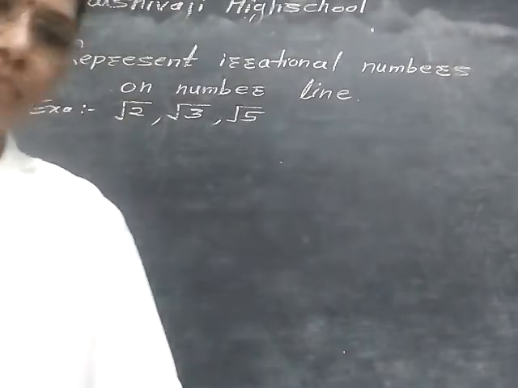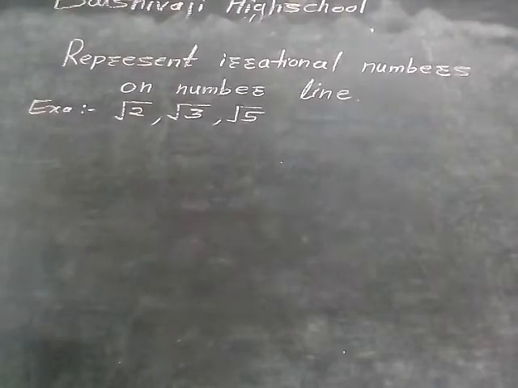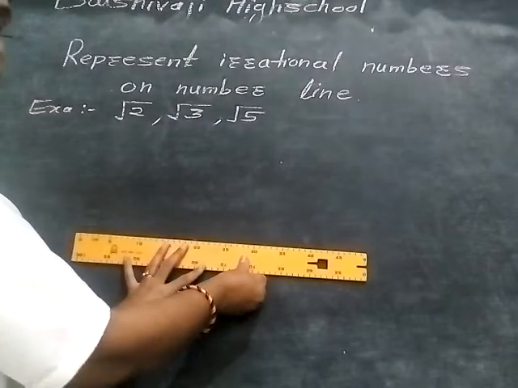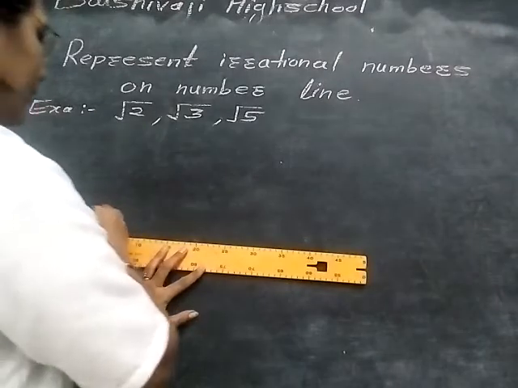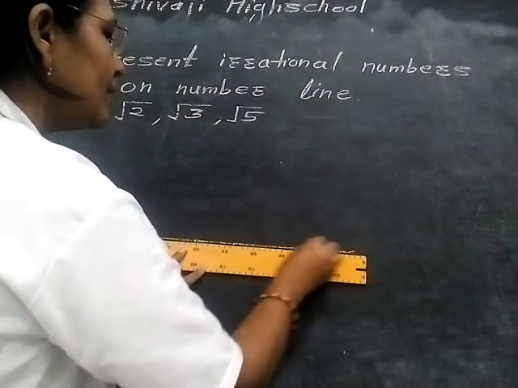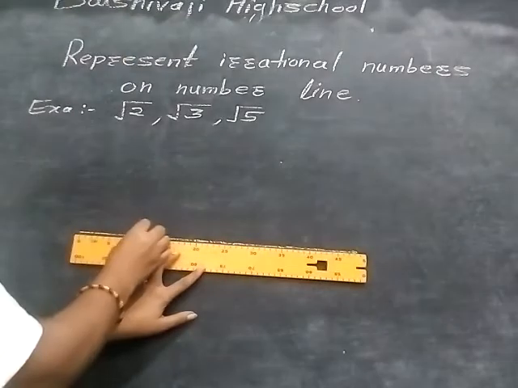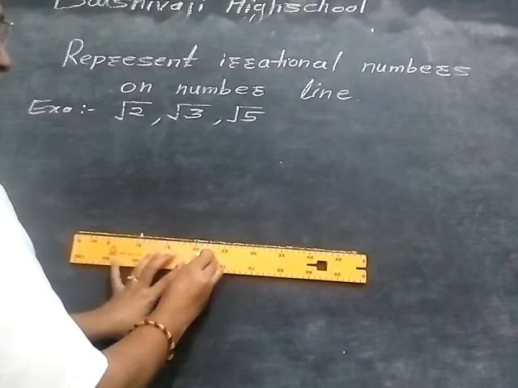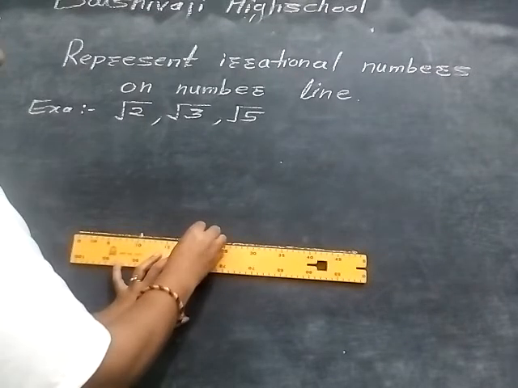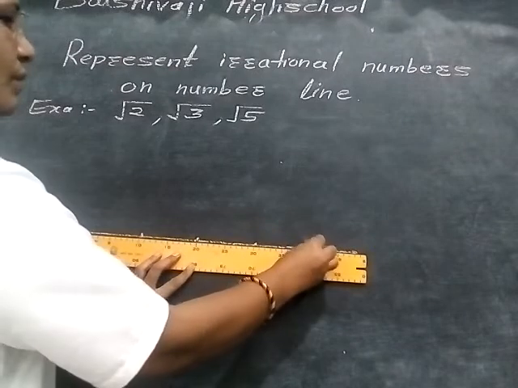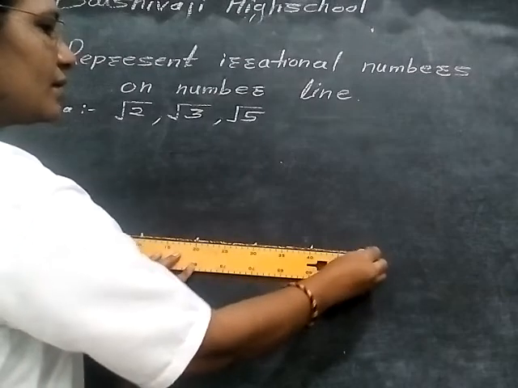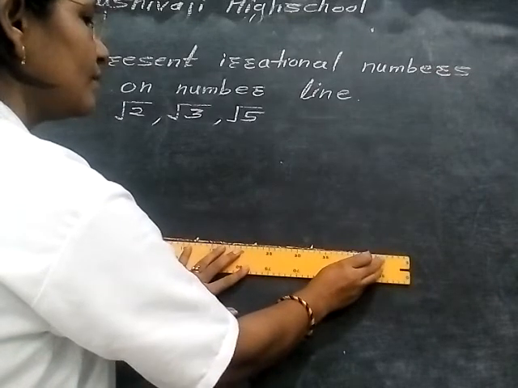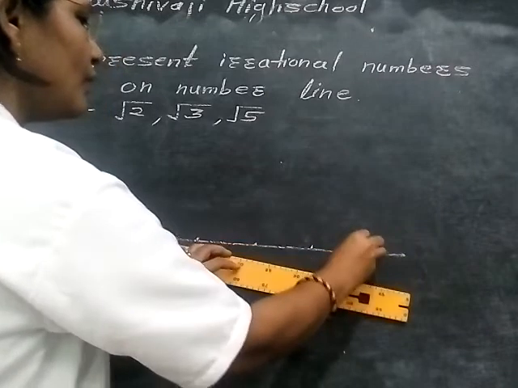So first draw a number line. Suppose this is our number line. On this number line, suppose this is point number 0, that is the origin. Here we consider some distance, 1 unit, 2 units, 3 units. This is 1, 2, 3, and this is 4 units, that is 4 centimeters or 4 units.